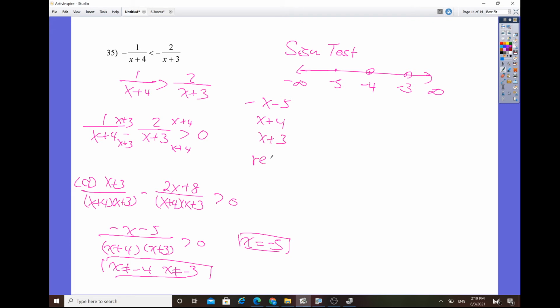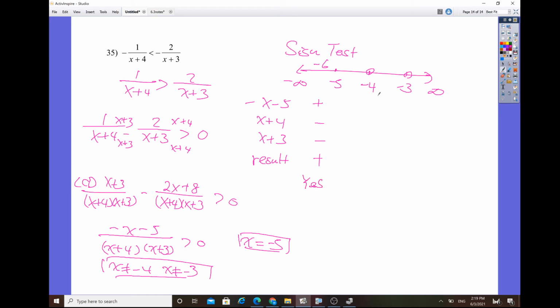And then the results. Any number from negative infinity to negative 5, so negative 6. Plug in negative 6: negative 6 minus 5, positive after the sign change; negative 6 plus 4, negative; negative 6 plus 3, negative. And then positive times negative over negative is all positive. Greater than 0, check. That's the result we want.